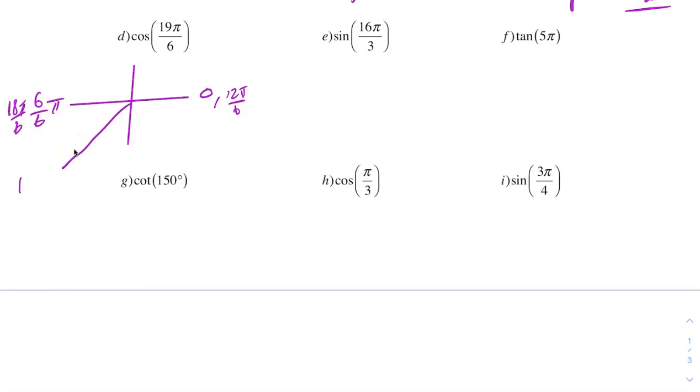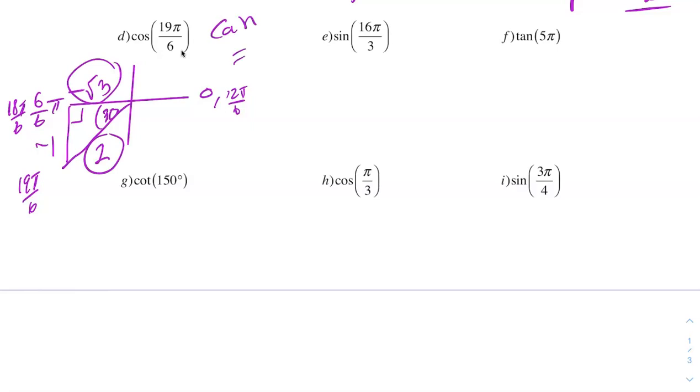So in quadrant 3. It's over 6, so it's automatically 30. We should know the sides by now. 1, hypotenuse is always 2, rad 3. These are both negative because you went to the left and you went down. Hypotenuse is always positive. Cosine SOHCAH, so adjacent over hypotenuse. Negative rad 3 over 2.